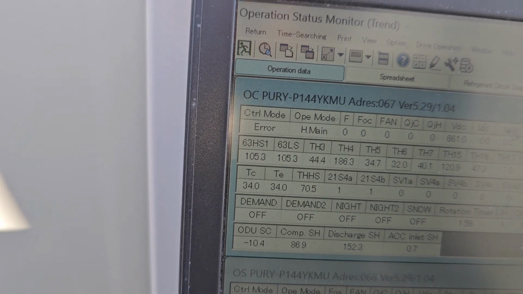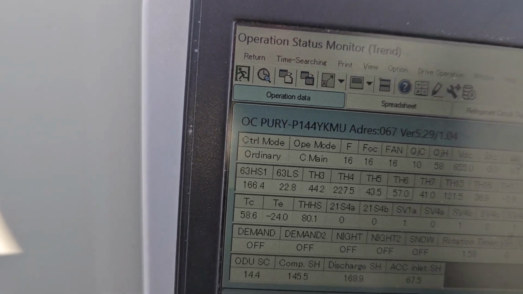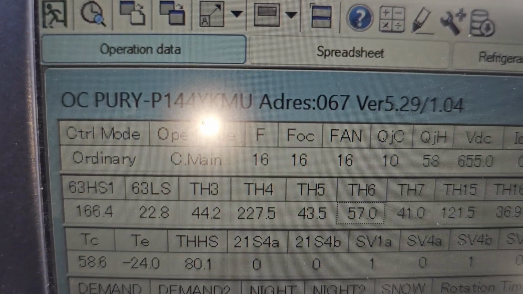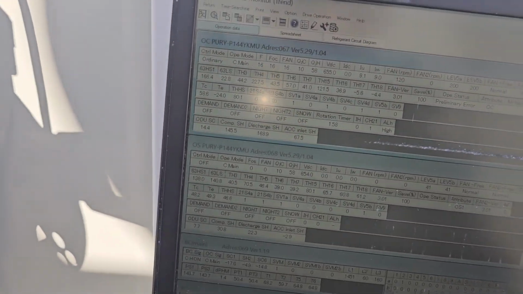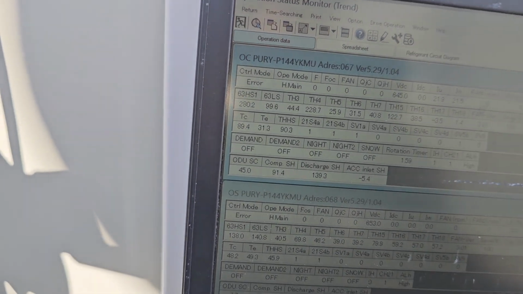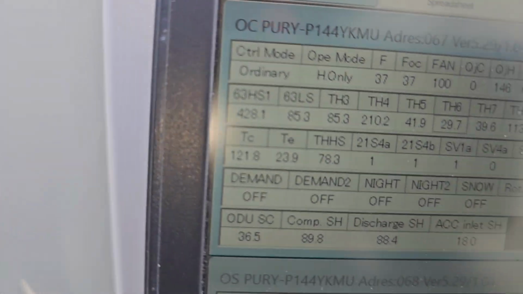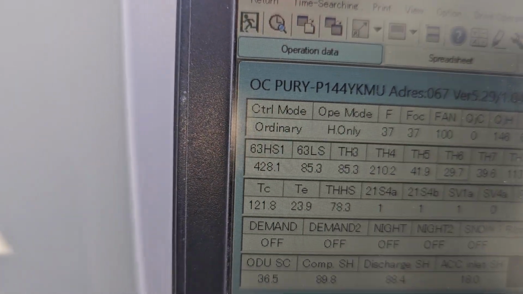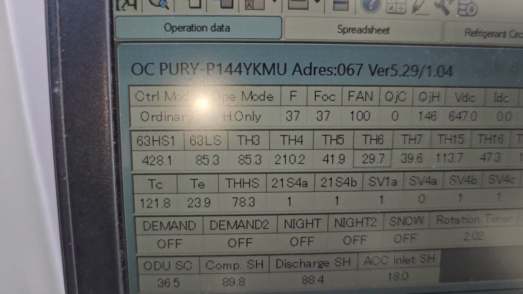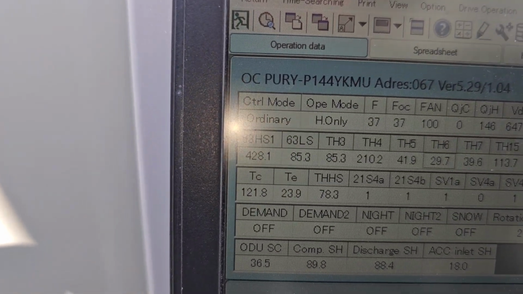It went off on error. I think that error was probably due to the extremely high TH4 again, 227. Very, very hot. That compressor was not happy. Reset it, put it in heat only, and then our pressure started coming up a lot. 120 degrees, 120 TC is our target in heating, so that looks great.